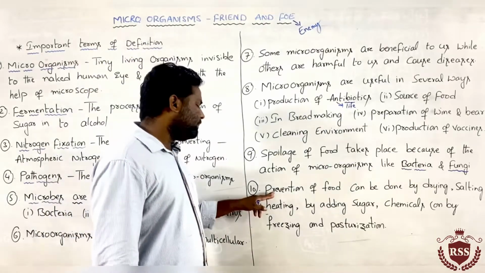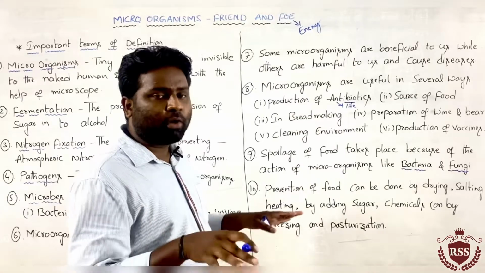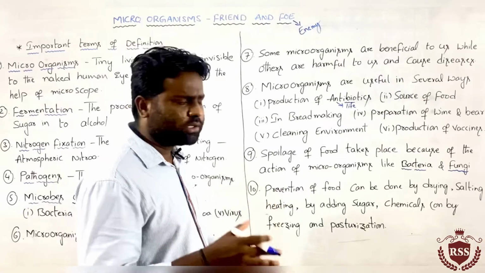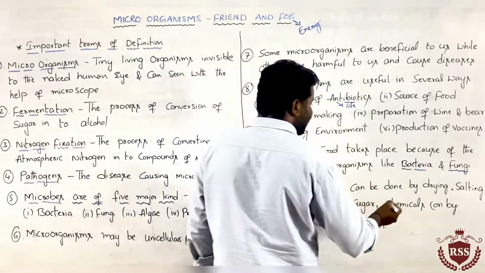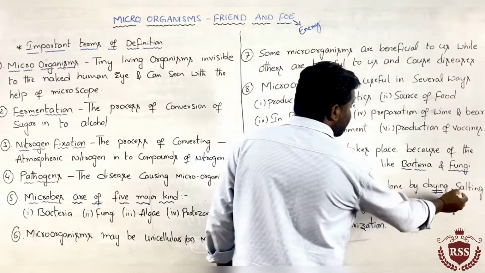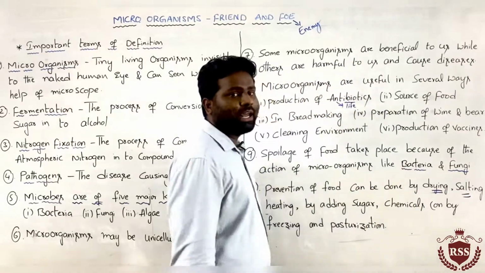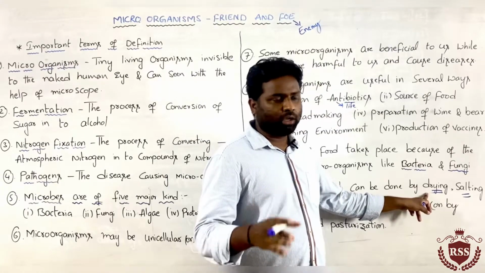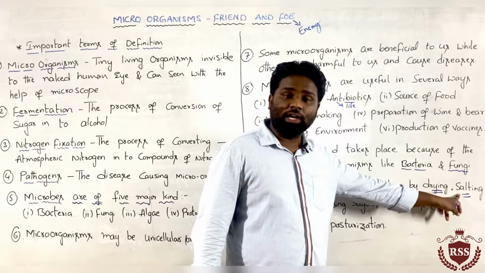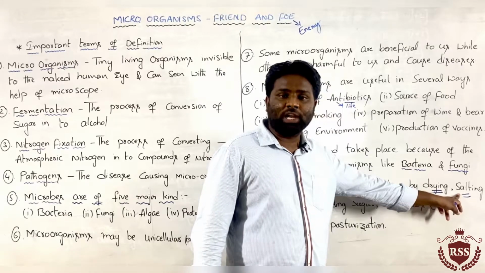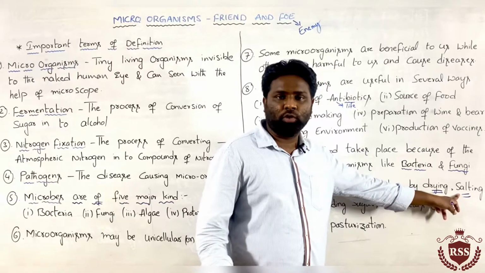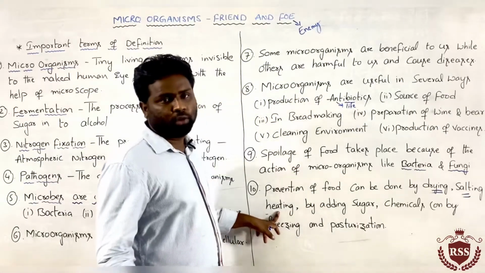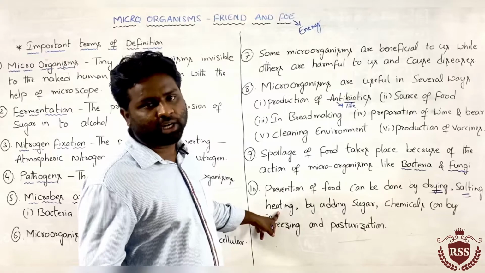Clear? Then you have to prevent these microorganisms from causing spoilage to food. Prevention can be done by drying and salting some food materials. If you dry non-veg food, the microorganisms will die. In some food we are salting also, so that it does not spoil, in order to sustain the food for some time. Then heating: we heat the food for the purpose of killing microorganisms.